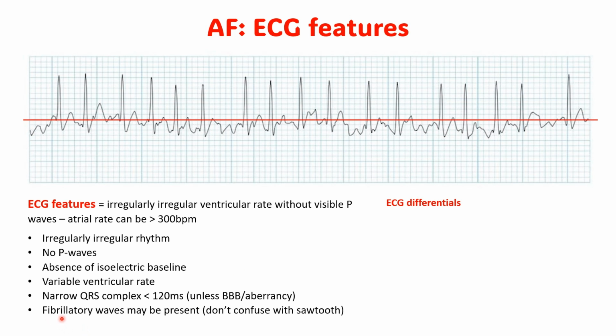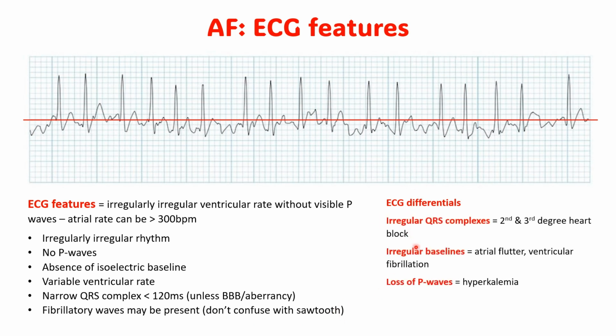And you might have some fibrillatory waves, but that's not too important, but don't confuse them with sawtooth waves, which you see in atrial flutter. ECG differentials: you can also have irregular QRS complexes in second and third degree heart block. You can also have irregular baselines in atrial flutter and VFib. Loss of P waves in hyperkalemia too. In hyperkalemia, you'd also have tall tented T waves with that loss of P waves.